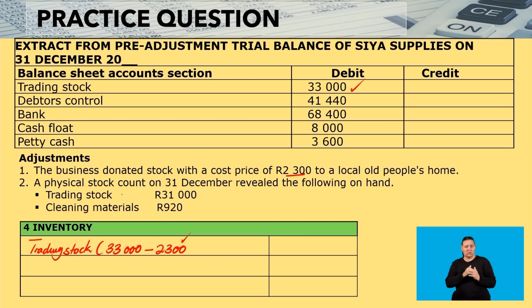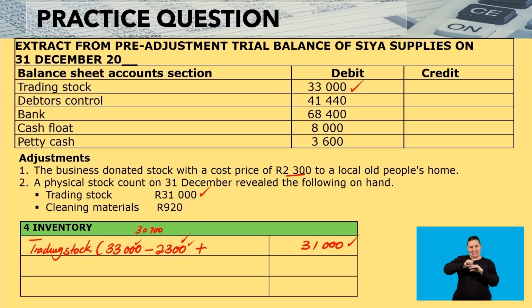Then we are told a physical stock count on the 31st of December, the last day of the financial year, revealed the following on hand. Trading stock 31,000. Whatever is on hand is what I then bring here, 31,000. But if you take your calculator, 33,000 minus 2,300 gives you 30,700. I'm just going to write it here, 30.7. But here we are being told on hand it is 31,000.